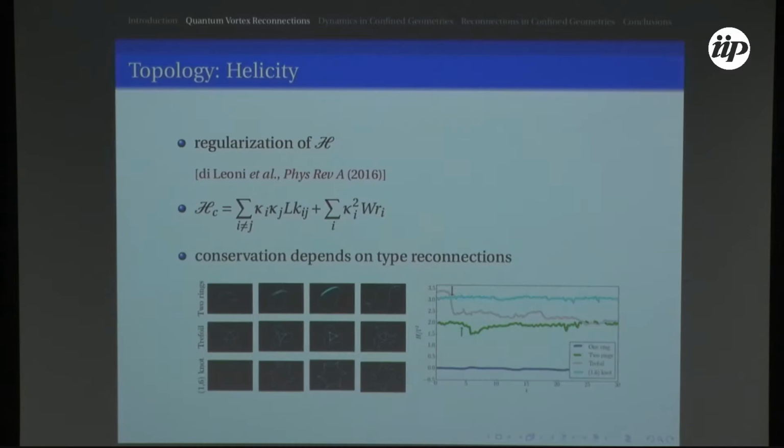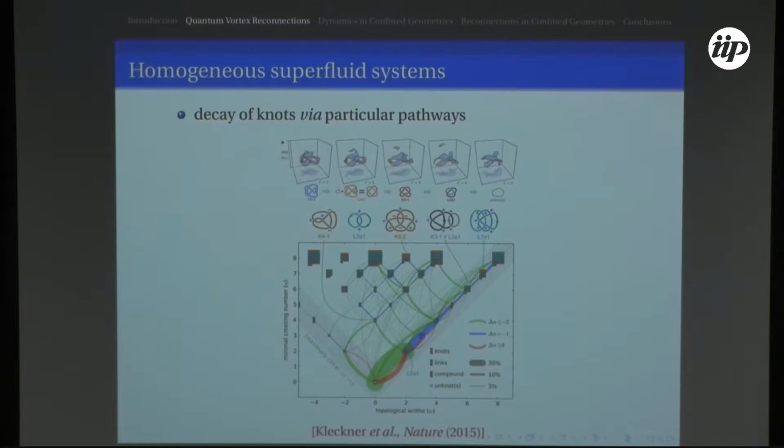So I will skip this part on helicity. I'll just say that it has to do also with knots that Davide introduced this morning. It has been investigated how superfluid knots untie, and this is always by William Irvine's group in Chicago. They did a simulation of more than 1,500 knots. They classified them in terms of the linking number and the writhe number, and then they let them evolve, like, for example, in this case.